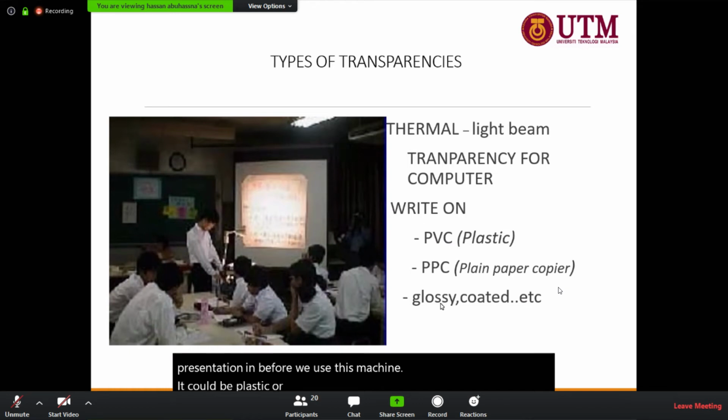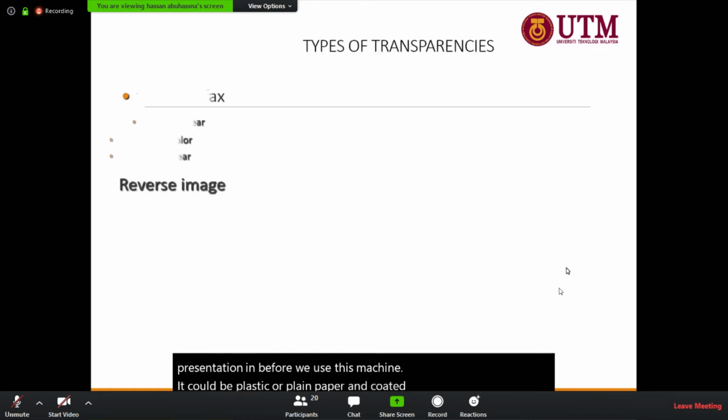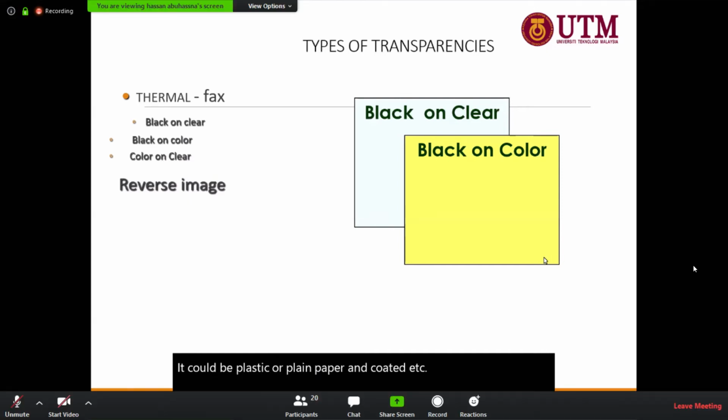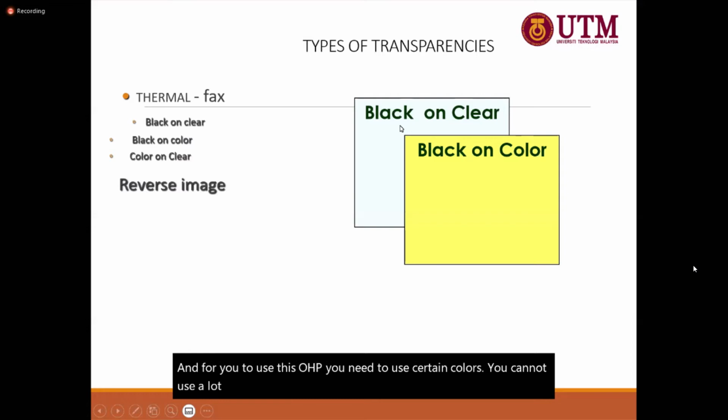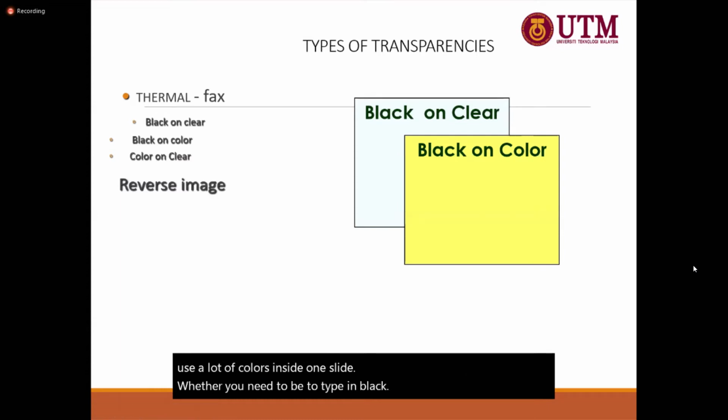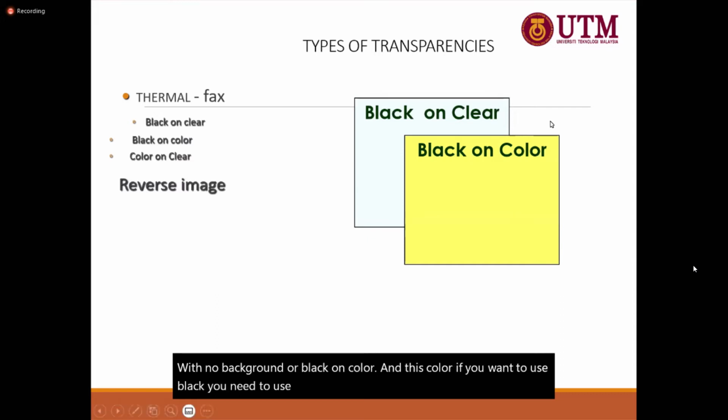And coated, etc. And for you to use this OHP, you need to use certain colors. You cannot use a lot of colors inside one slide. You need to type in black with no background, or black on color, and if you want to use black, you need to use certain colors. For example, here, as we can see, black on yellow. The colors that you use should be balanced.